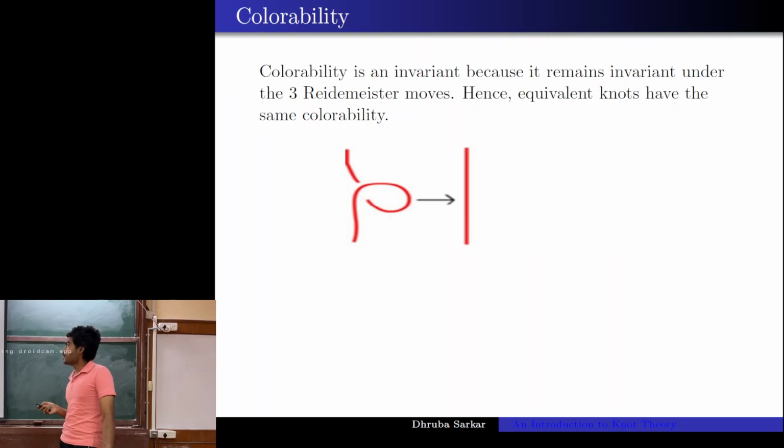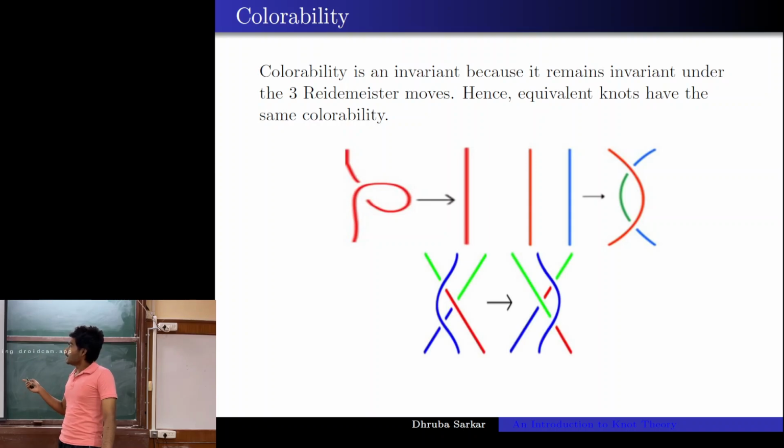So here's the first Reidemeister move, where you twist it and you untwist it back again. As you can see, the edges that go out remain of the same color. So colorability never changes. Here is the second Reidemeister move, and here is the third one.